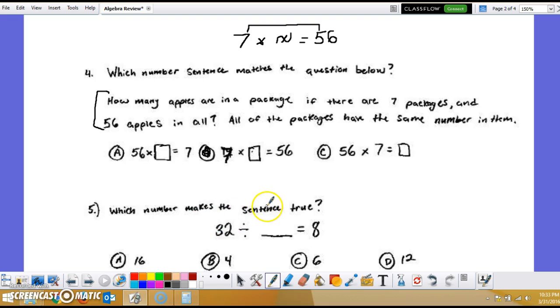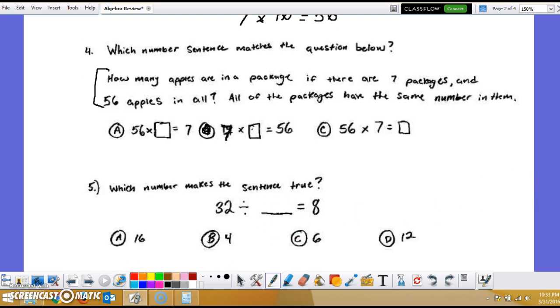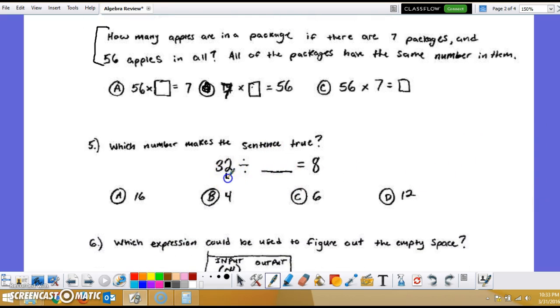Number 5 is another number sentence. You need to match the number that makes this sentence true. Well, use your algebraic thinking. Take what you know, the 32 and the 8, and try and fill in for this variable, this question mark, the unknown. How do you do that? You normally do the opposite operation, but with this division, you actually are going to divide. So take 32 and divide it by 8. And that's going to get you 4.